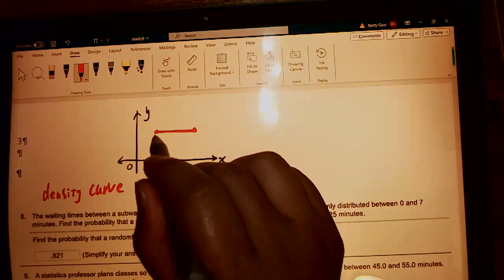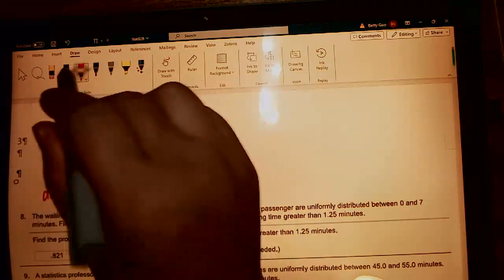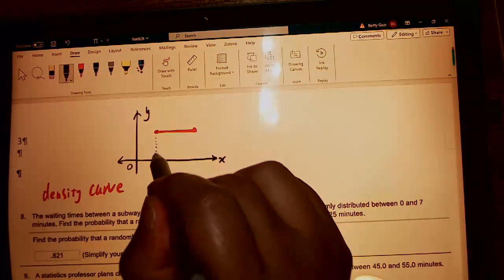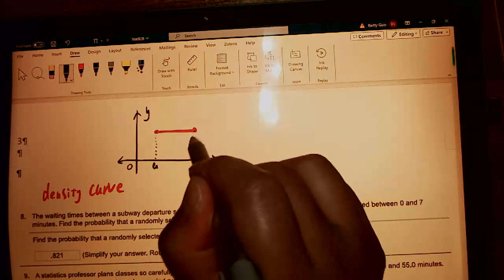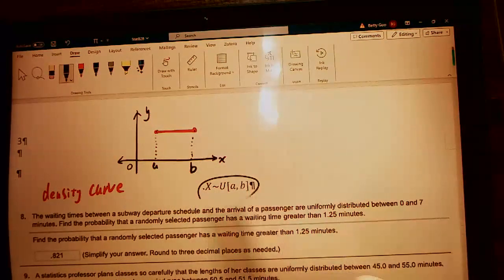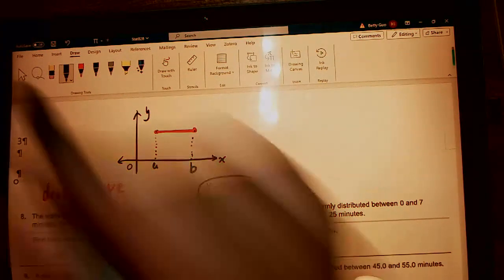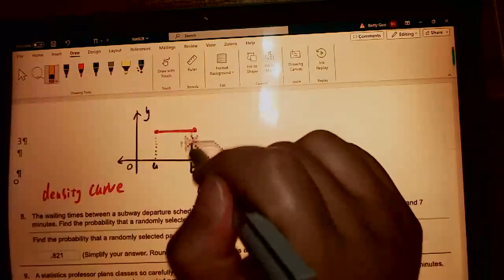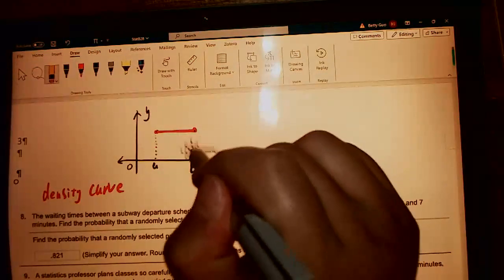If the left endpoint is A, and the right endpoint is B, we say the variable satisfies the uniform distribution on the interval from A to B. Let me fix this part. It's supposed to be vertical.